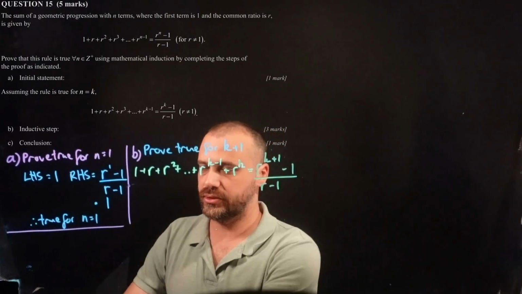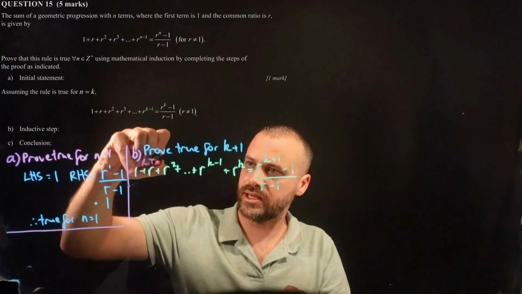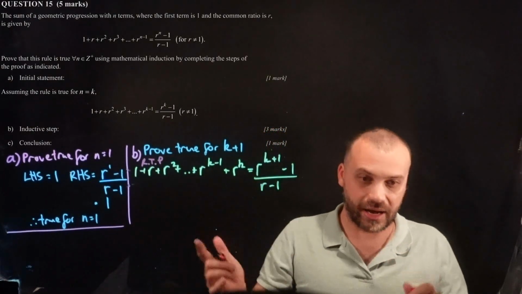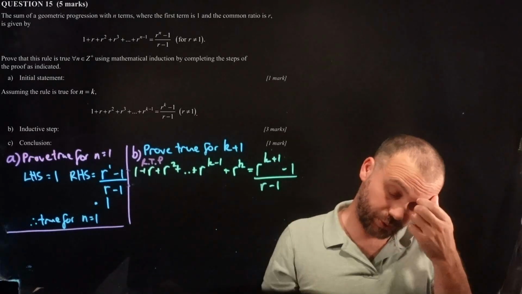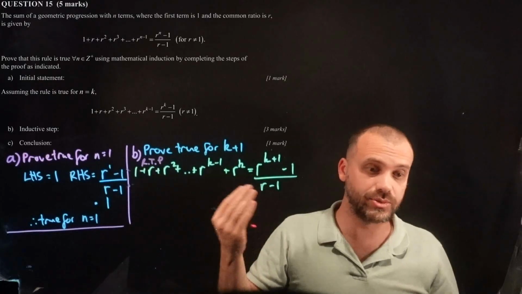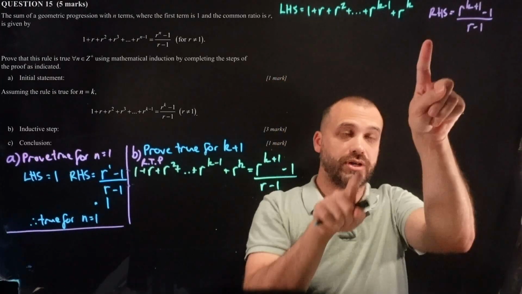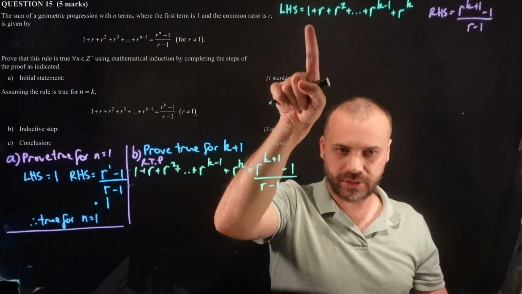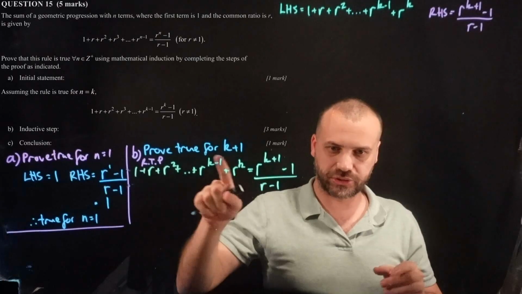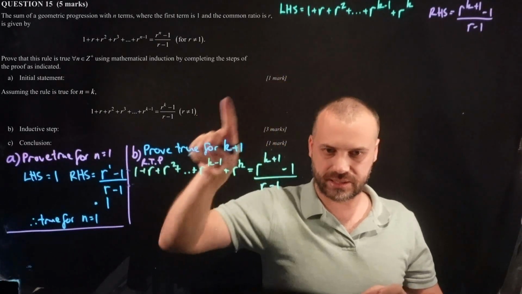I like to put a little RTP here to say that this is required to prove. Haven't proven it yet, but this is what I want to prove. And now that I know that I want to prove that, I'm going to split this into a left-hand side and a right-hand side. Alright, so left-hand side, right-hand side, and then I'm going to use my left-hand side here, and this is always the case with partial sums, and we use our assumption in here somehow.